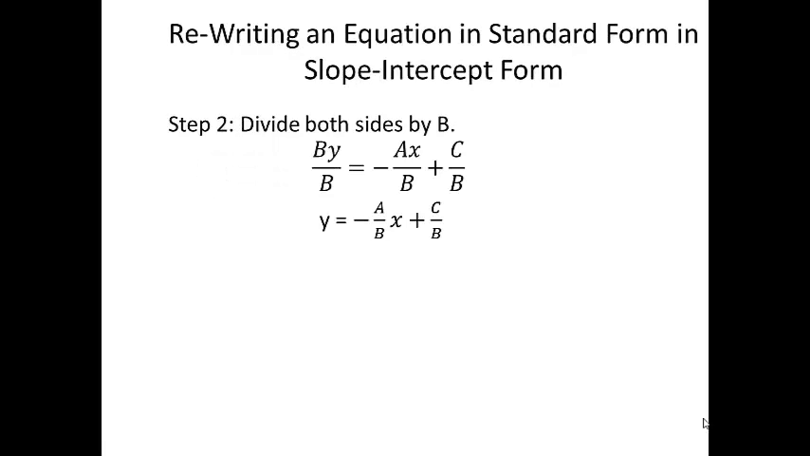Next, you divide both sides by B, and that leaves you with y equals negative A over B times x plus C over B.